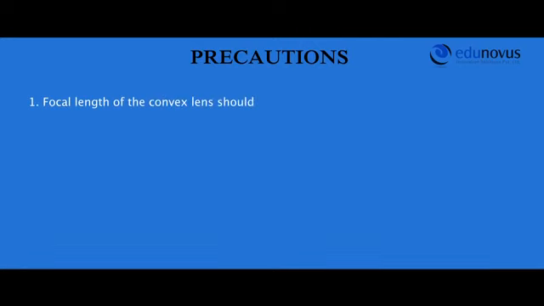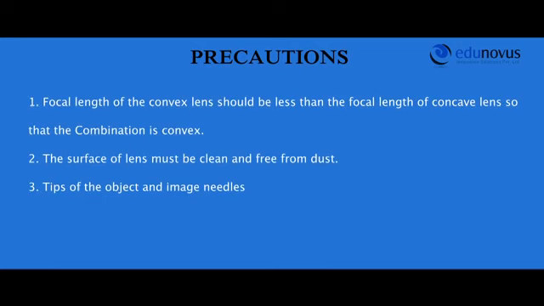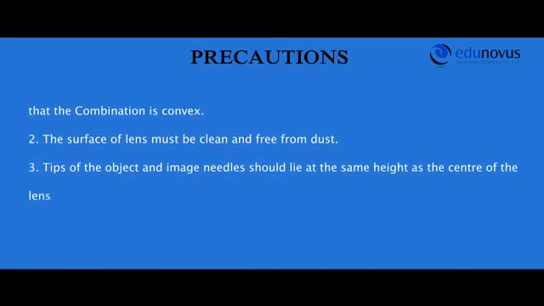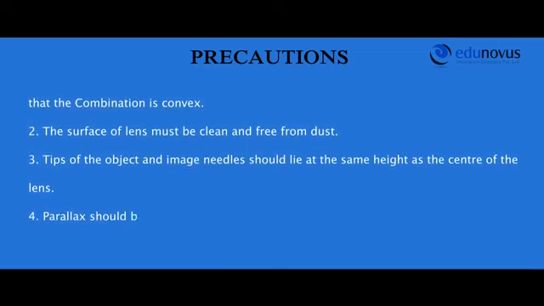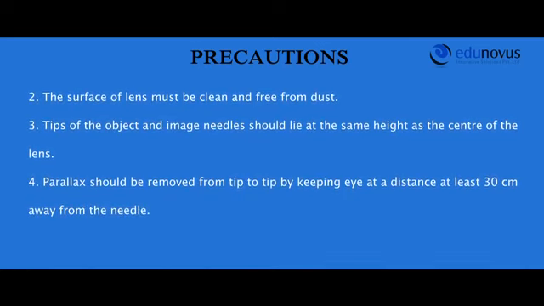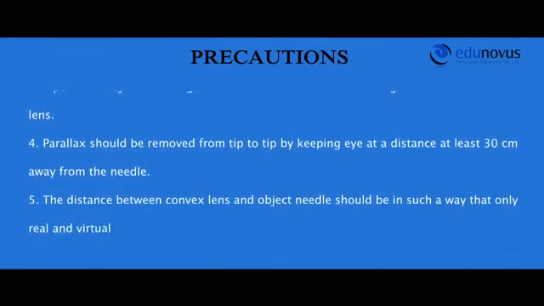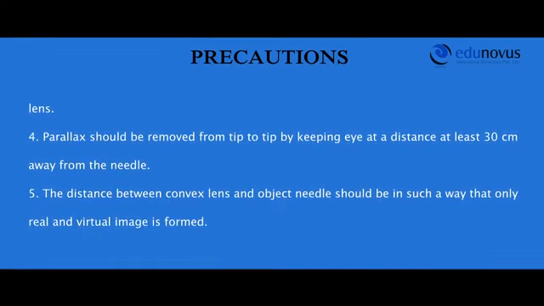Precautions. Focal length of the convex lens should be less than the focal length of concave lens so that the combination is convex. The surface of the lens must be clean and free from dust. Tips of the object and image needles should lie at the same height as the center of the lens. Parallax should be removed from tip to tip by keeping eye at a distance of at least 30 centimeters away from the needle. The distance between convex lens and object needle should be in such a way that only real and virtual image is formed.